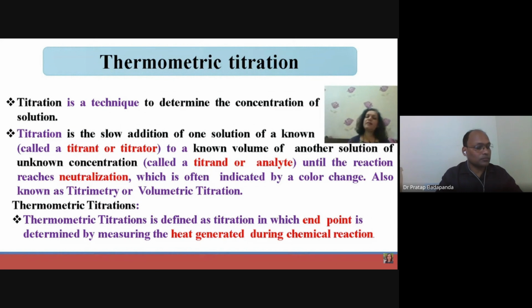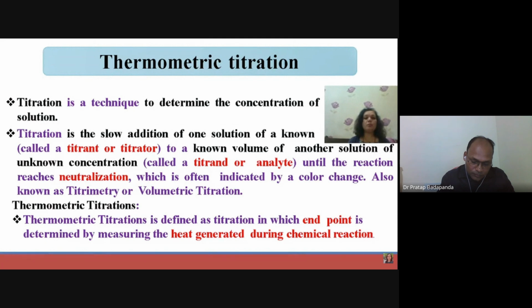The indicator indicates the completion of the reaction by a change in color. Now, the same titrant which is there in the burette and the analyte which is there in the conical flask, the same titration I am able to perform by using thermometric titration.